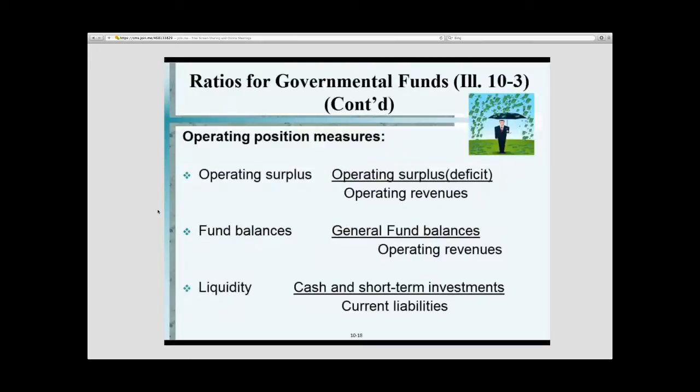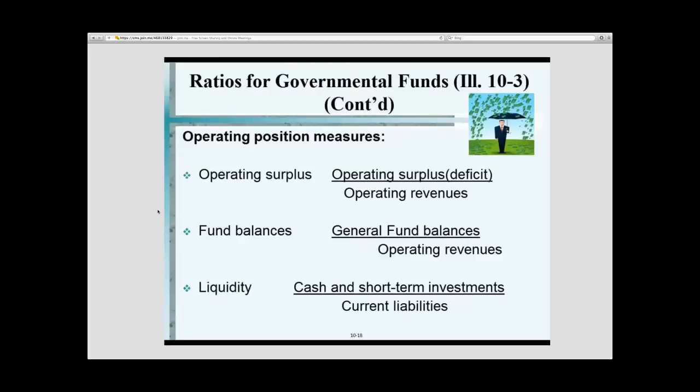These are operating positions. So we looked at revenues, expenditures, and now operating surplus. What do you think? In the first one, how would you evaluate that? Let's look at the surplus first. Don't assume the word deficit doesn't exist there. Operating surplus divided by operating revenues. What would you say to that?